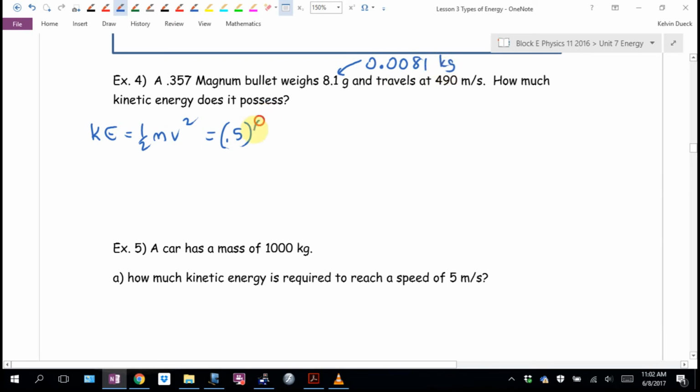So 0.0081 and then 490, don't forget the squared. Make sure you know where the squared button is on your calculator. You're going to be using it an awful lot this unit. What do you get?